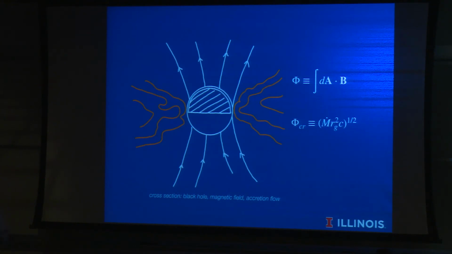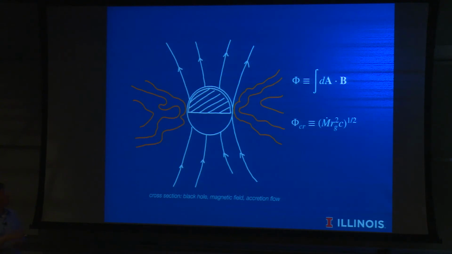And what we want to measure here is how much magnetic flux is trapped in the black hole. And we do that by taking an integral over one hemisphere of the black hole. So we take the integral of dA dot B. So this is not exactly what's going on, but I think you get the idea.